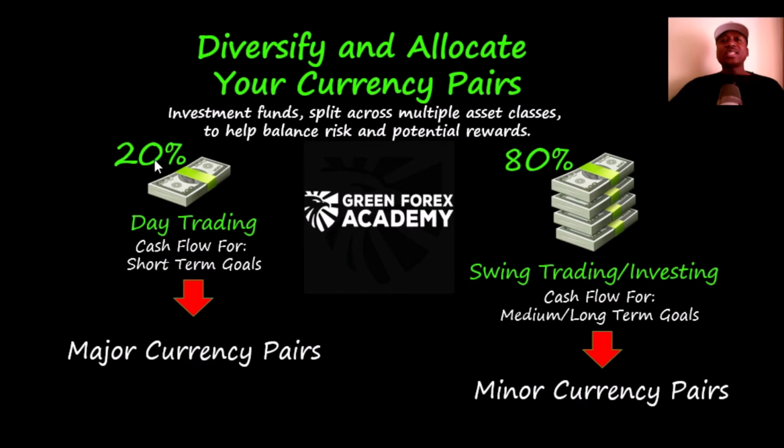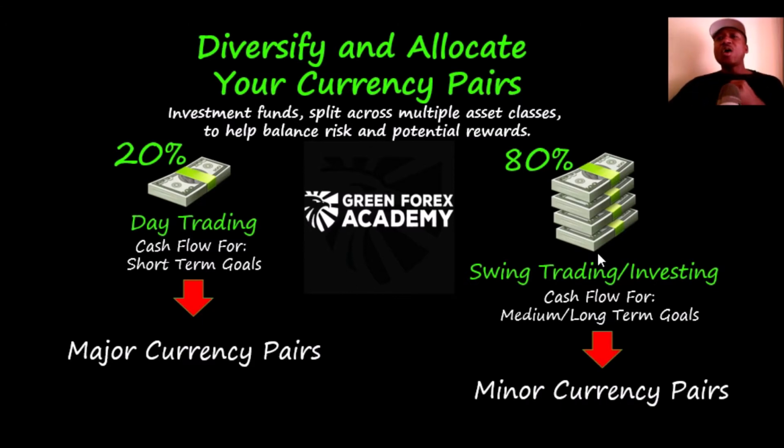Like I said, here we have 20% allocated to day trading cash flow for short-term goals. And then here we have 80% allocated to swing trading / investing cash flow for medium / long-term goals. So what do you do here? For example, you have 20% allocated to day trading. You want to be trading major currency pairs with 20% of your capital. And you want to be trading swing 80% of your capital, swing trading / investing cash flow for medium / long-term goals, which you're allocating and trading minor currency pairs.